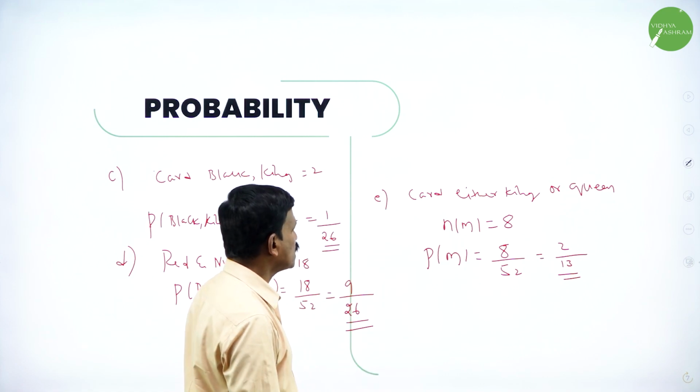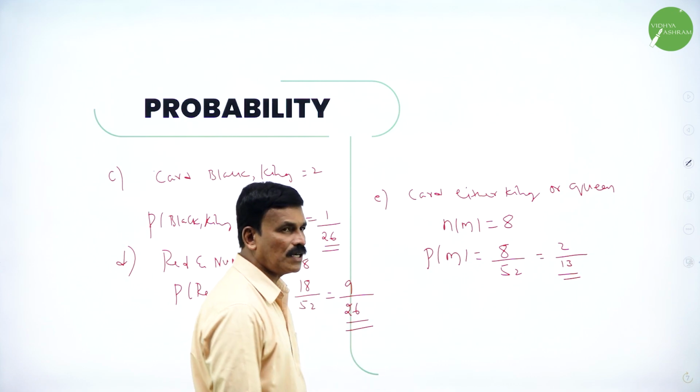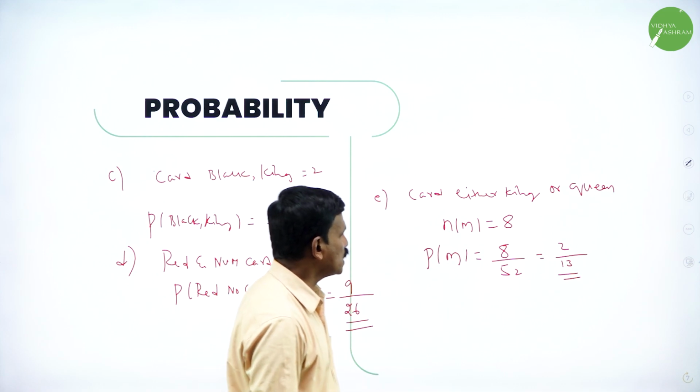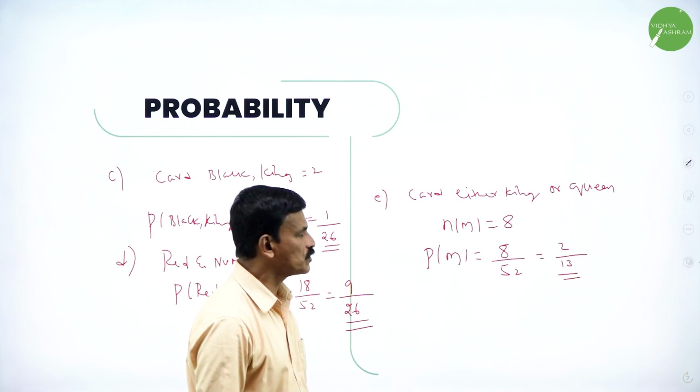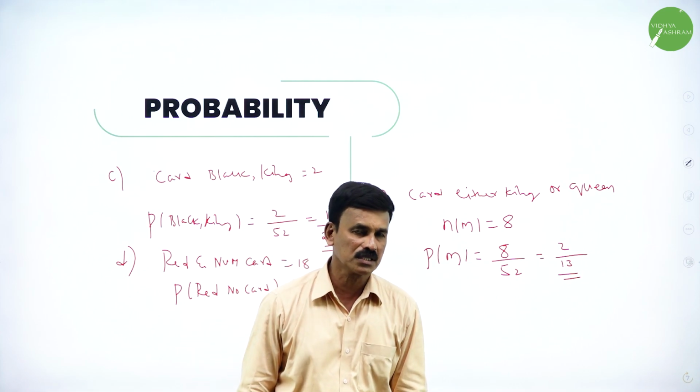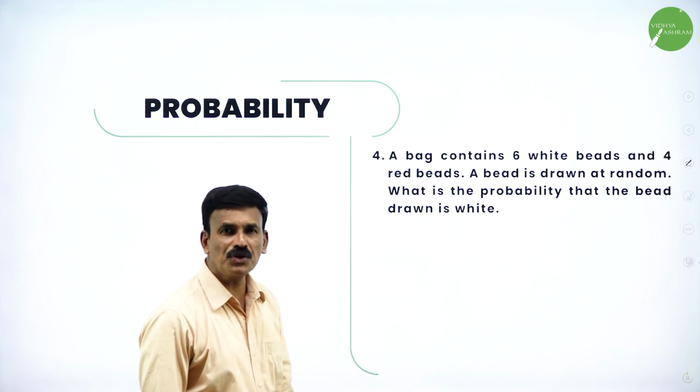The card drawn is either king or queen, so the number of such cards is 8. Therefore, the probability of getting either king or queen is 8 divided by 52, that's equal to 2 by 13. So these are the problems based on the given condition. Now move on to the next problem.